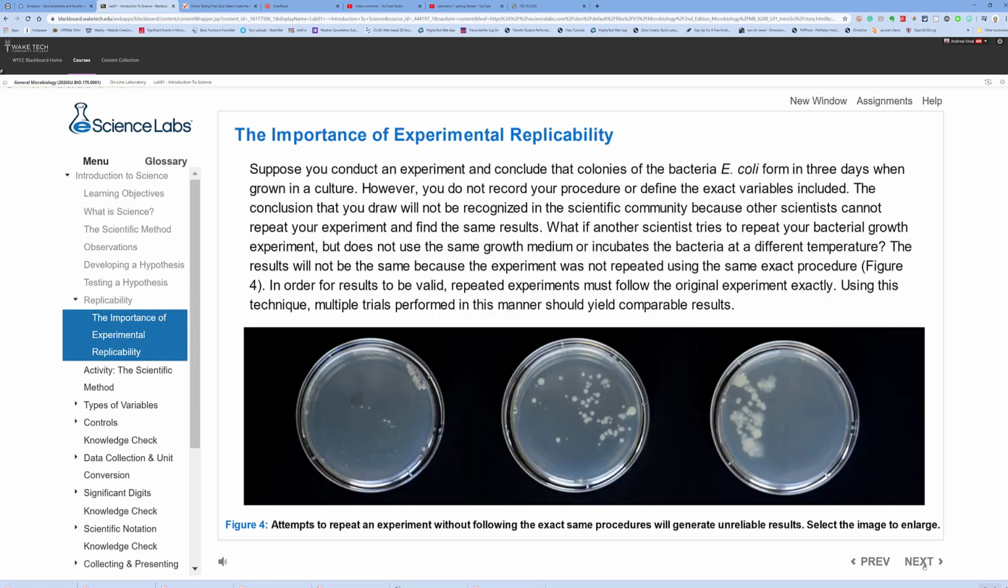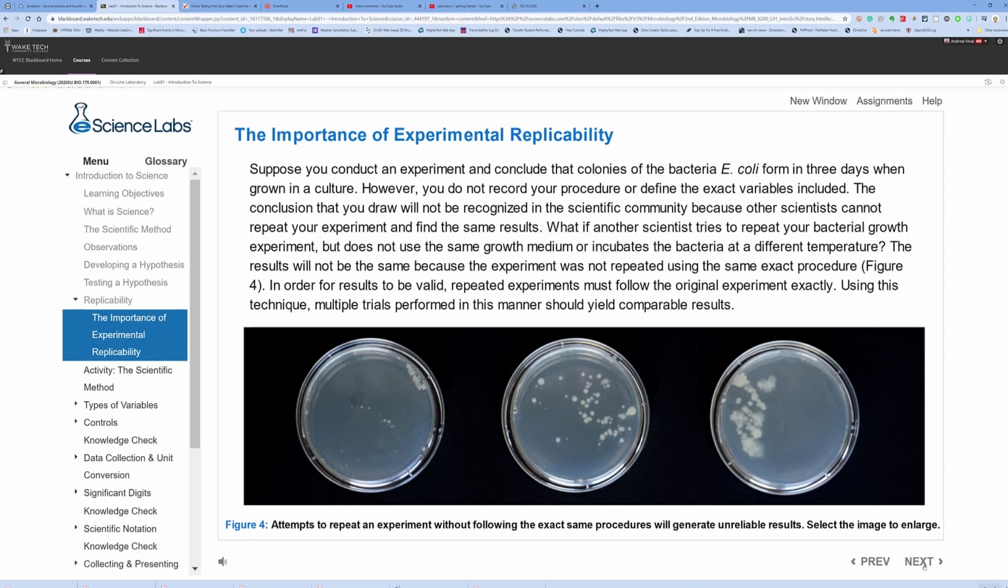Importance of being able to replicate: suppose you conduct an experiment to conclude that colonies of E. coli form in 3 days when grown in culture. However, you do not record your procedure or define exactly the variables included.